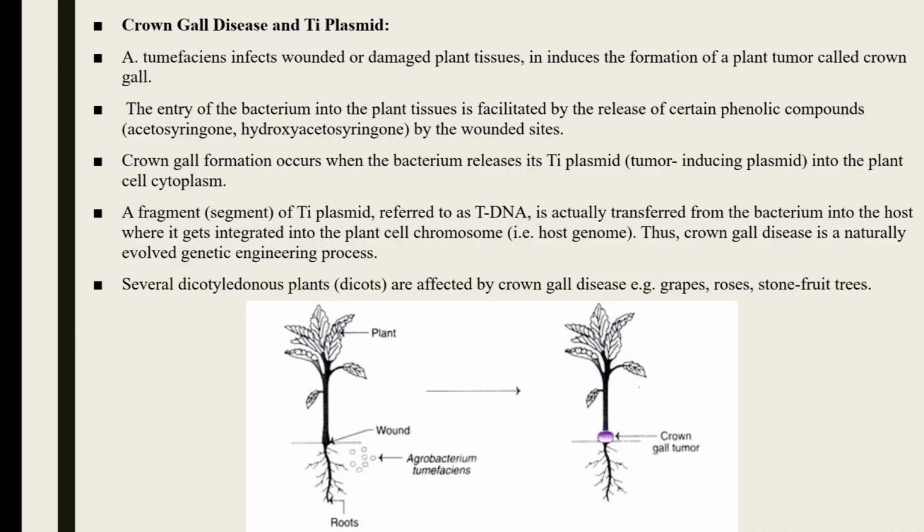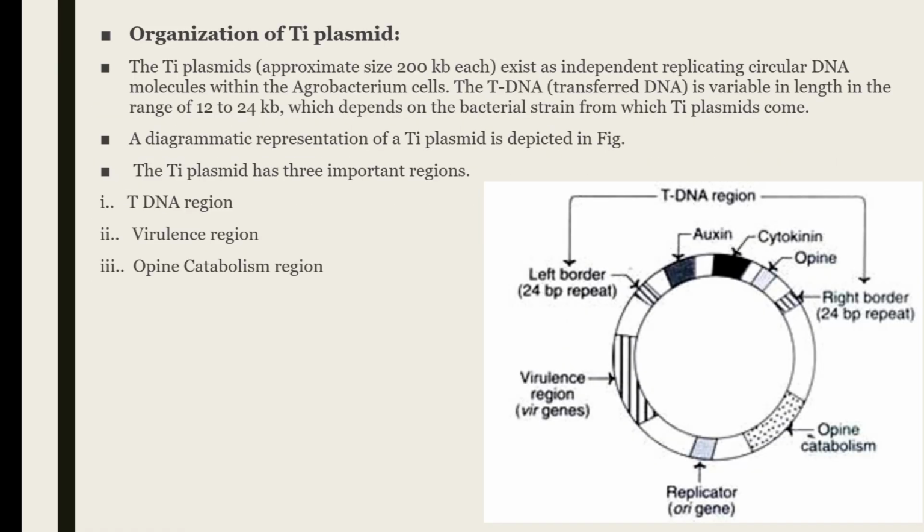Several dicotyledonous plants, dicots, are affected by crown gall disease, e.g. grapes, roses, stone fruit trees. Tumefaciens cause tumor through plasmid called as tumor-inducing plasmid or Ti plasmid. What is Ti plasmid? Ti plasmid is approximately 200 kilobases in size, existing as independent replicating circular DNA molecules within the Agrobacterium cells. The T-DNA, transferred DNA, is variable in length in the range of 12 to 24 kilobases, which depends on the bacterial strain from which Ti plasmids come.